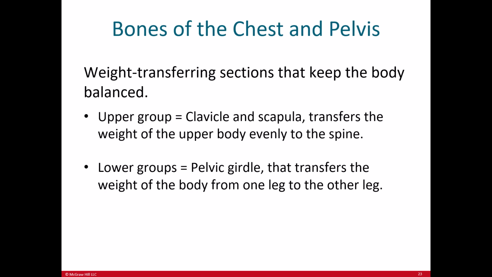Now let's look at the bones of the chest and pelvis. Weight transferring sections that keep the body balanced. So we have the upper group, which includes the clavicle, which a lot of people call your collarbone, and the scapula, which is your shoulder blade, and it transfers the weight of the upper body evenly to the spine. Then we have the lower group, the pelvic girdle. I know you've heard of our pelvis, right? That transfers the weight of the body from one leg to the other leg.